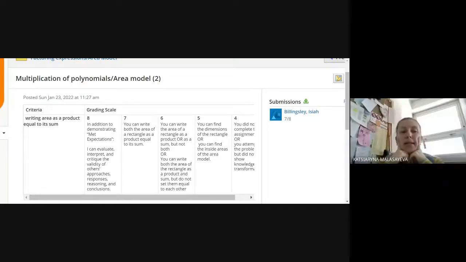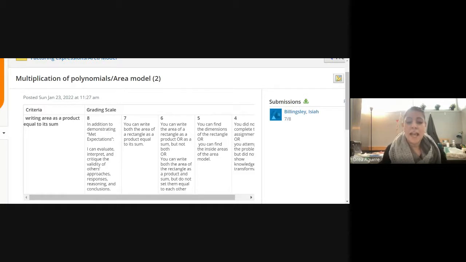So adding additional criteria just for evaluation and interpretation of their own understanding, you mean? Yep. So I would almost take that 8, make it its own criteria, and then the 8, which would be either fully meeting or exceeding expectations, that can be they can evaluate, interpret, and can critique the validity of other approaches. Whereas a 7 could be they can evaluate and interpret their response to it. That 8 would be, can they look at other responses and see, oh, that's another way to get there, but my way is easier or harder or better because of X, Y, and Z.